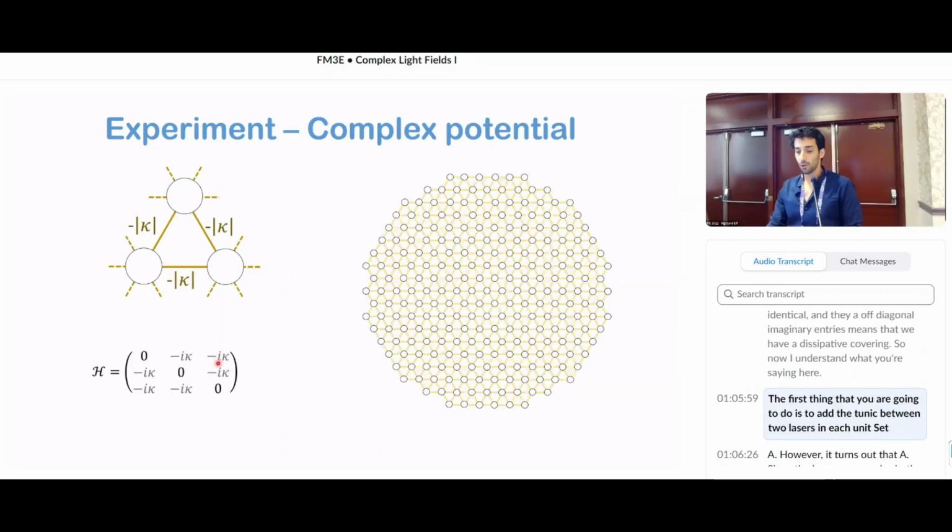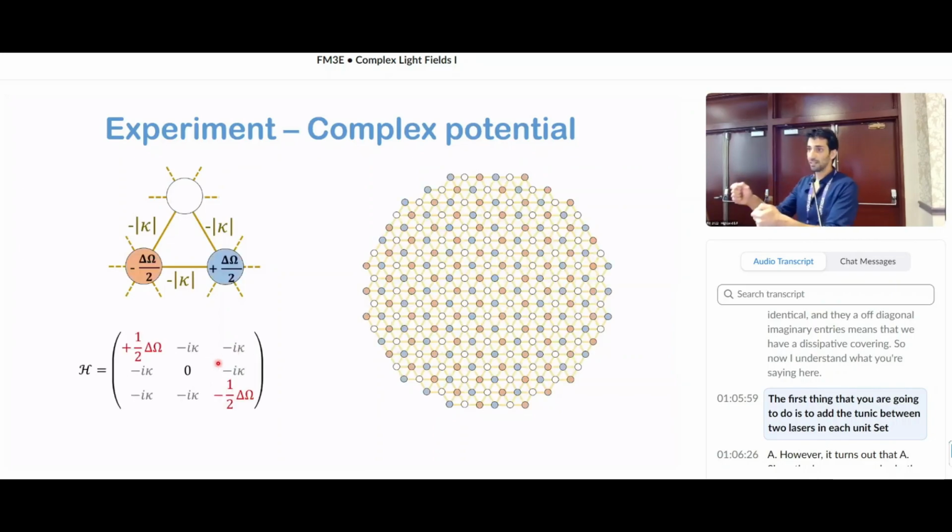The first thing that we're going to do is to add detuning between 2 lasers in each unit cell. Now, it is very well known in the physics of synchronization that if I have 2 oscillators that are frequency detuned, the phase will oscillate with a phase difference that is dictated by the detuning.